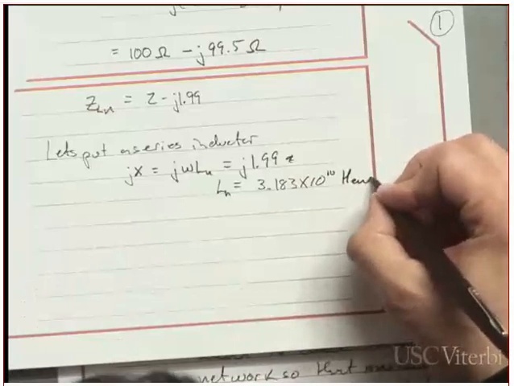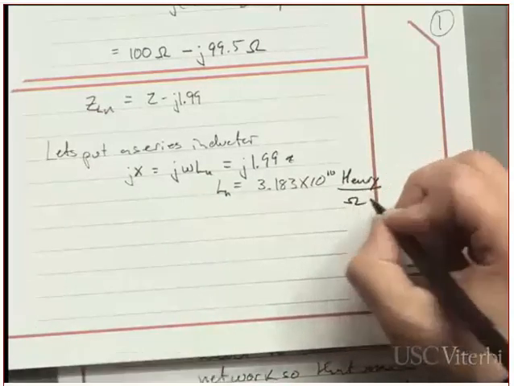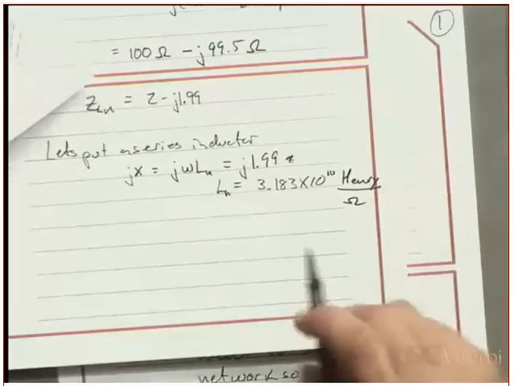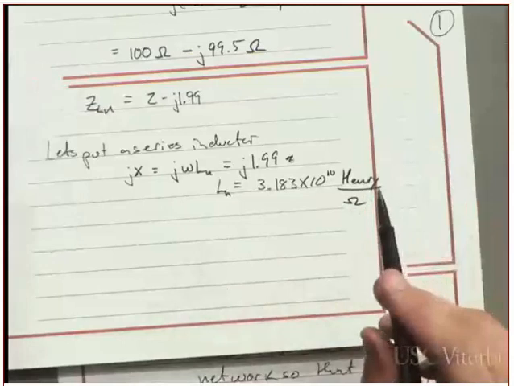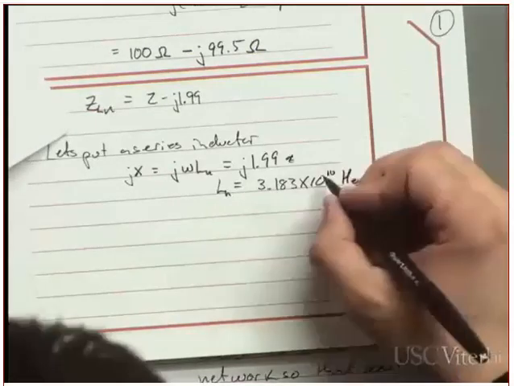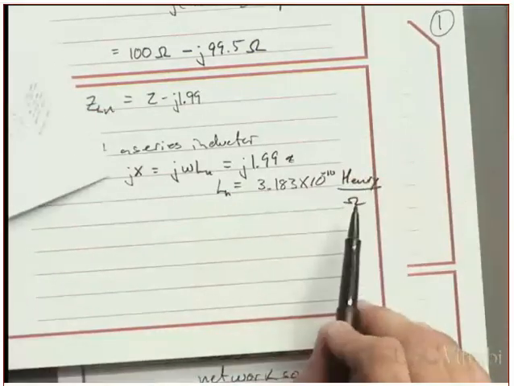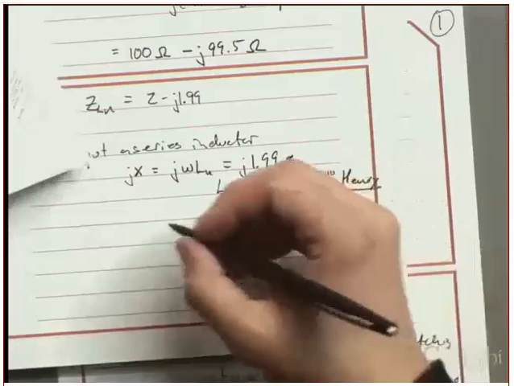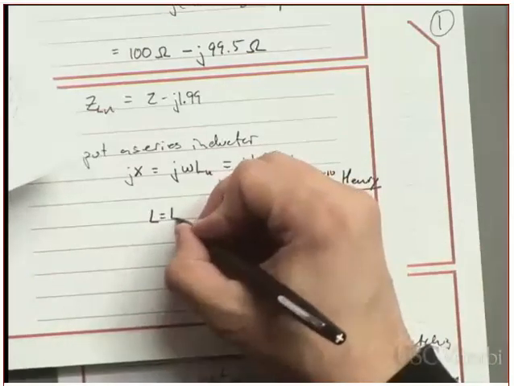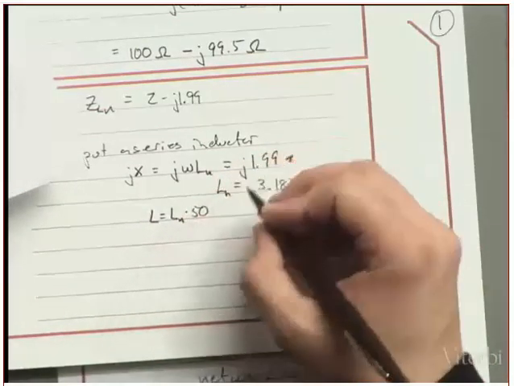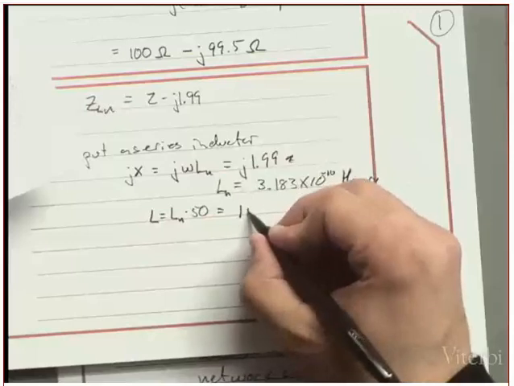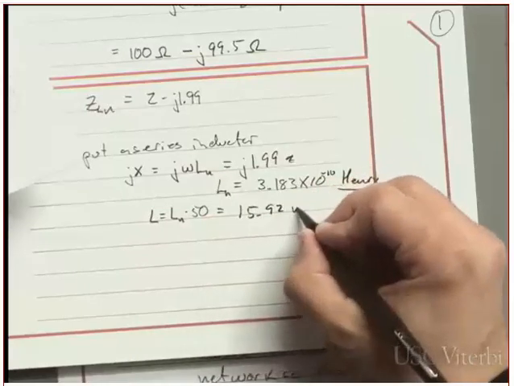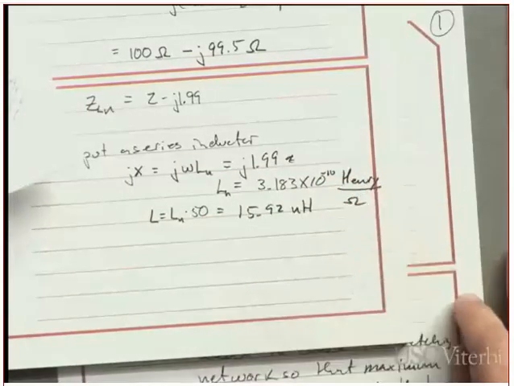And the units that I'm going to put on this are henries per ohm, okay? Because it's normalized by the 50 ohms. Oh, yeah, you're right, minus 10. Sorry. Henries per ohm. So my actual inductance that I want is Ln times 50. And so that comes out to 15.92 nanohenries.